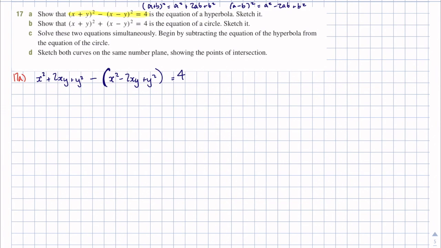So that gives me x squared plus 2xy plus y squared take x squared plus 2xy take y squared. My x squareds disappear, my y squareds disappear, and I end up with 4xy equals 4. Divide both sides by 4, I end up with xy equals 1, which is the same as y equals 1 on x.